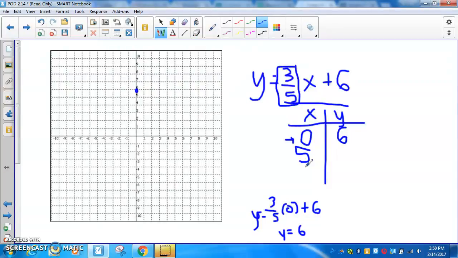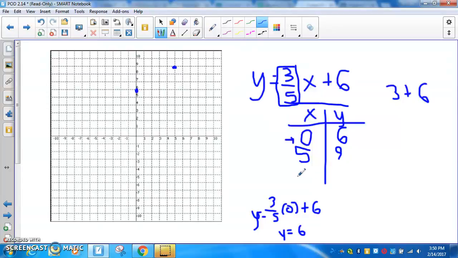For example, 3/5 of 5, well, that's just 3. And 3 plus 6, I think you know, is 9. So you input 5, output 9. So I go 5, 9. Great. Now, I want to point out, if we keep going up, we're probably not going to find any of the points, but we could go into the negative direction.